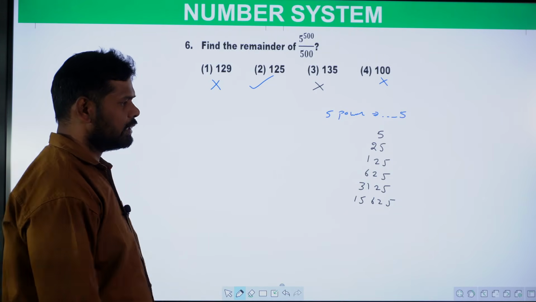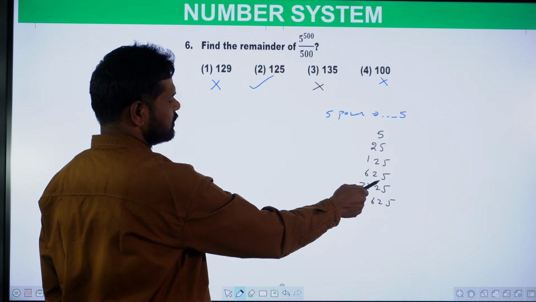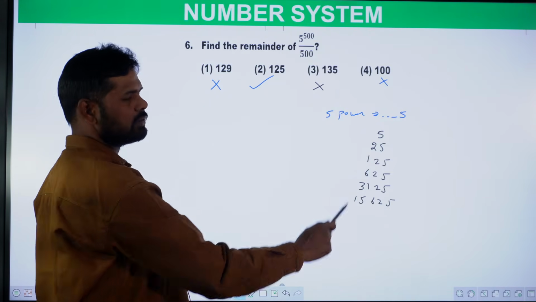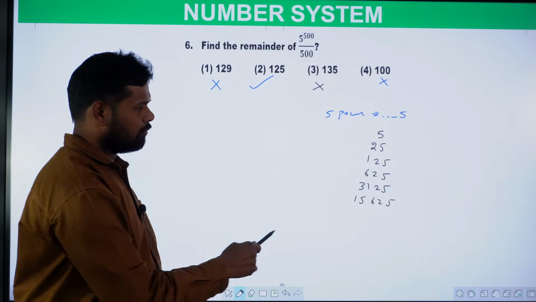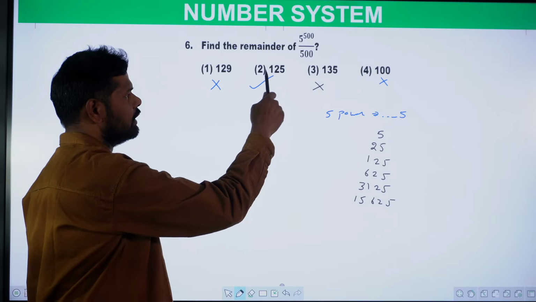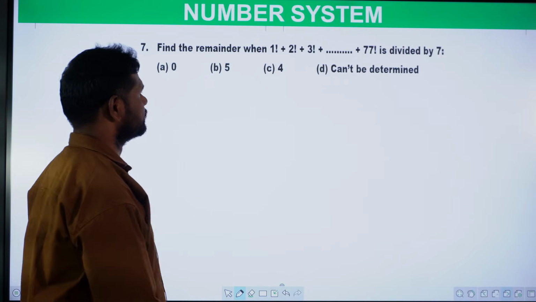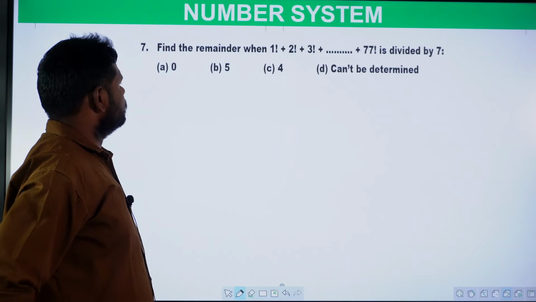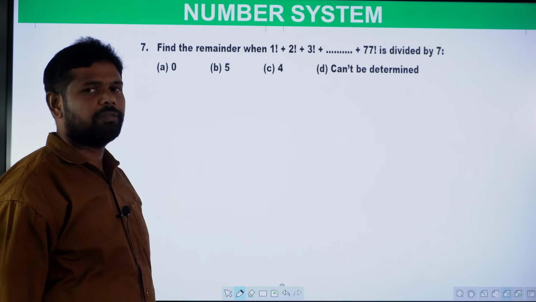Okay, these are the options we are getting: either 5 or 25, 125, 625. These are the only answers we get again: 125, 125, 125. Whatever this is, the remainder is always 125. That's it.